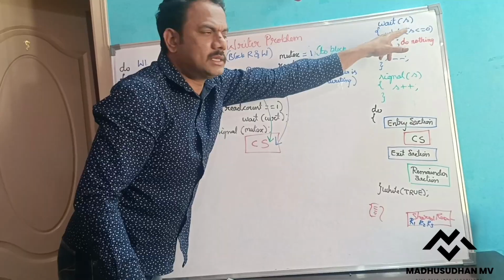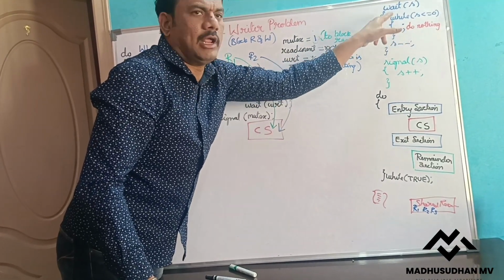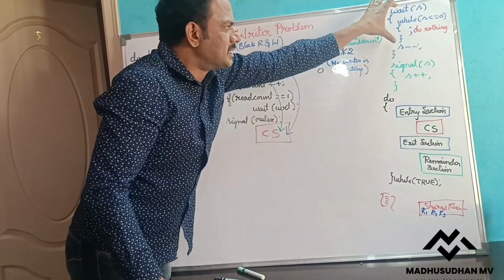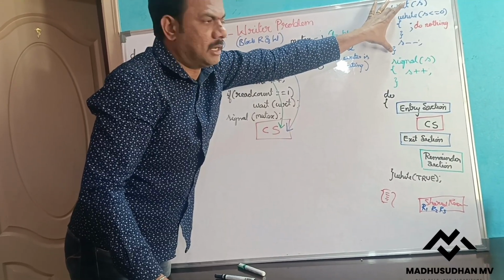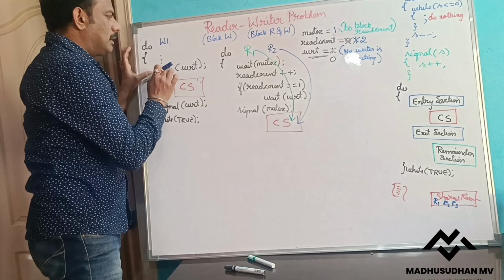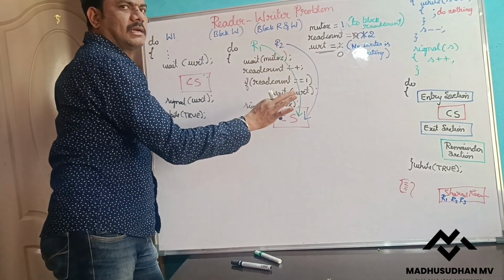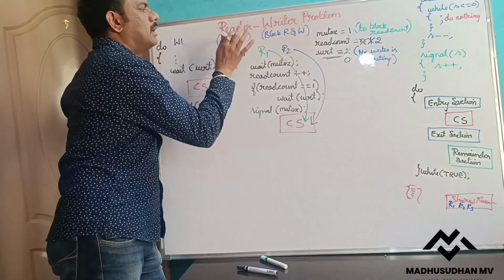Again goes to the condition, do nothing. It keeps stuck here, keeps checking here. It never comes out of the while loop, which means it is never coming out of this function. It is not coming out of this section, which means it is not coming out of this statement. That means it is blocked. That means when a reader is already in the critical section, it blocks the writer.